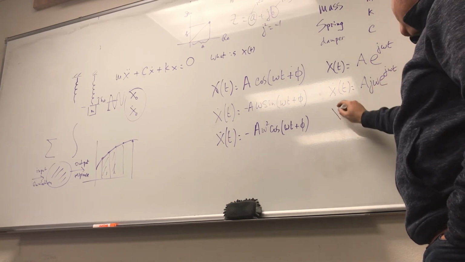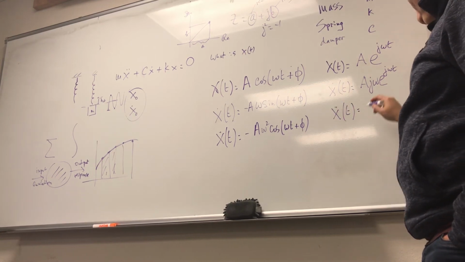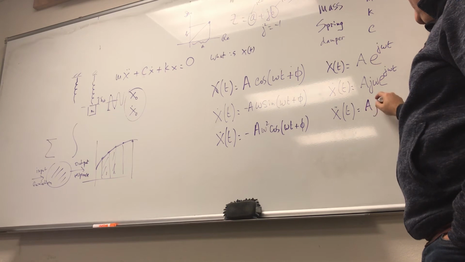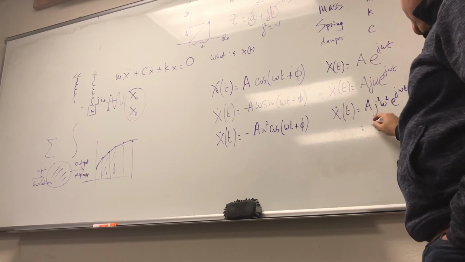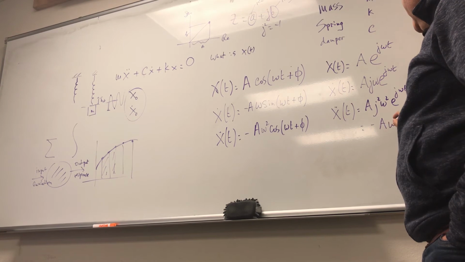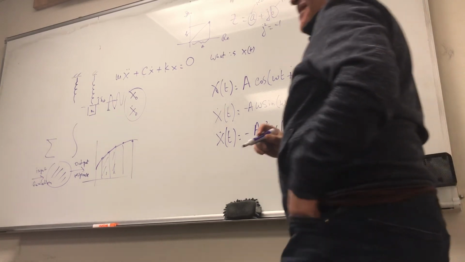How about the second derivative? It's going to be a j squared omega squared e to the jωt, and you know that j squared is -1, so this becomes minus a omega squared e to the jωt. Easy. All right. We did better on that one.